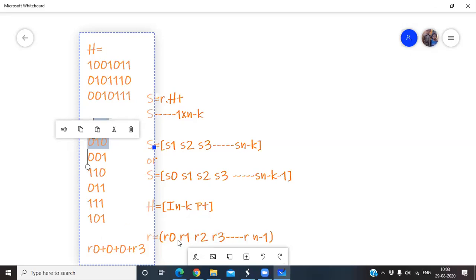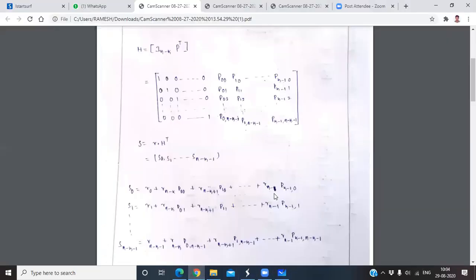See here, R0, R1, R2, R3, and so on up to Rn minus 1. We know about the first one, R0. We know about the last one, Rn minus 1. So the last bit is Rn minus 1. That's why here I have written n minus 1. Now clear about this? Why here n minus k plus 1, n minus k plus 2, n minus k plus 3, n minus k plus 4, and so on. But the last one is Rn minus 1. And yet the last one is Pk minus 1, 0.